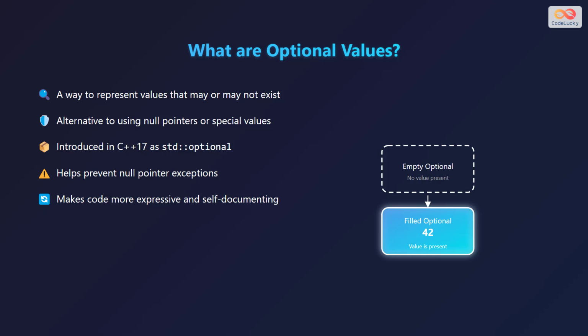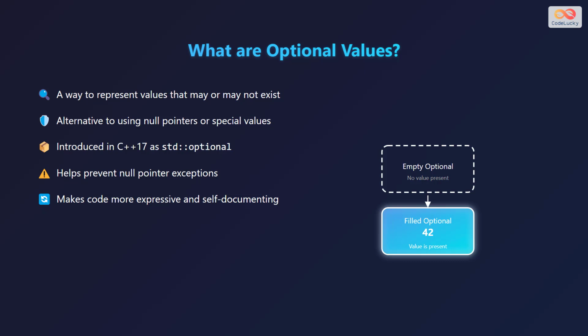Optional values are a way to represent values that may or may not exist. It is an alternative to using null pointers or special values to indicate the absence of a meaningful result. The standard optional was introduced in C++17 as std::optional. This feature helps prevent null pointer exceptions and makes code more expressive and self-documenting.